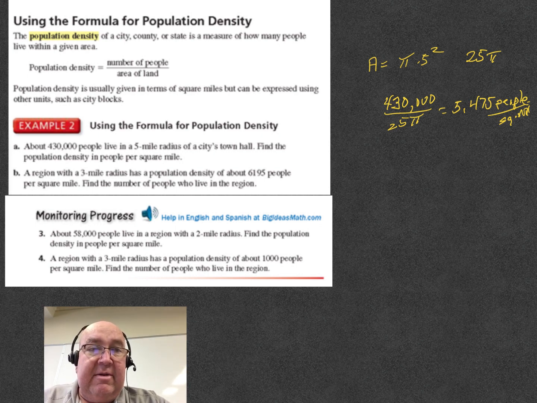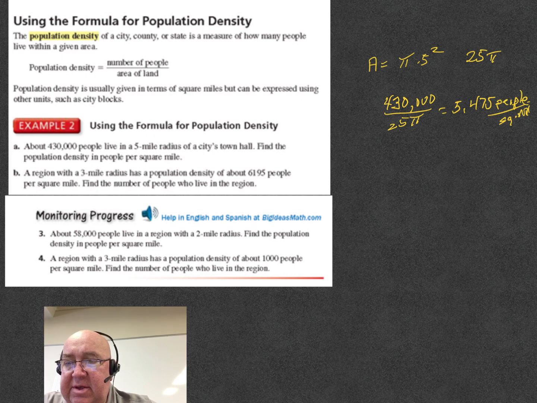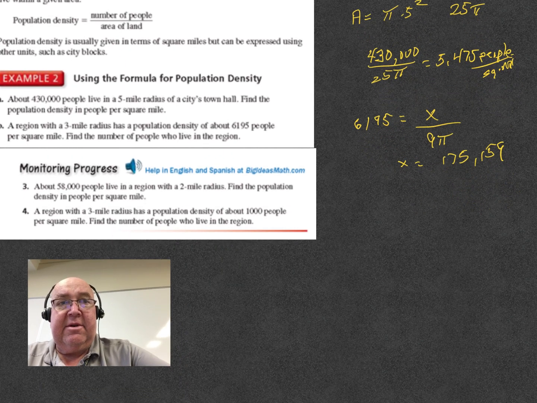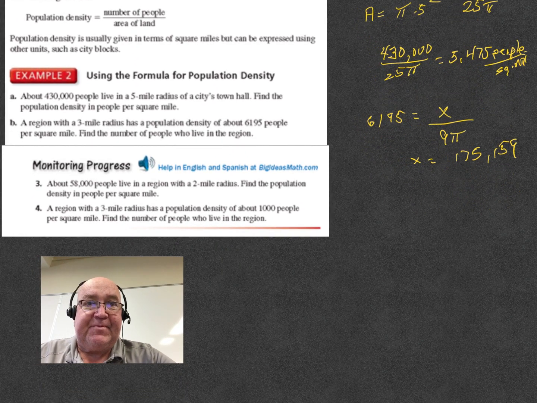Second problem, we have a 3-mile radius which has a density of about 6,195. So we're going to work it backwards, and we're going to have 6,195 is equal to x over, we have a 3-mile radius, so x over 9 pi. So we're going to multiply, and we're going to get x is equal to 175,159 people.